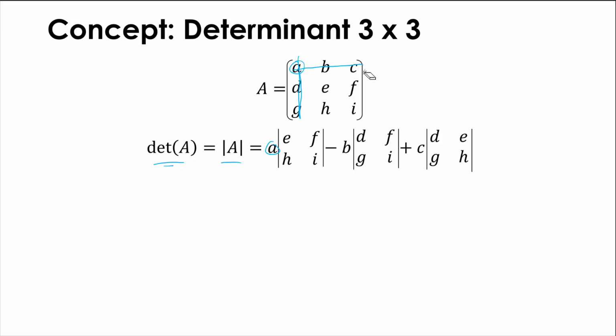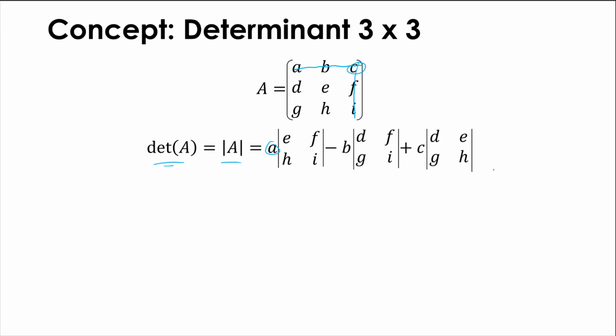Now I'm subtracting B. When I look at B, I'm going to cross out the row and the column that B's in. And what's left over is D F G I, this little 2 by 2 matrix here. And when I take a look at C, again crossing out the column and the row of C, what's left is D E G H. Now what each of these is, that we saw last slide, is the determinant of a 2 by 2 matrix. So I have A times the determinant of this 2 by 2 matrix, B times the determinant of this 2 by 2 matrix, and C times the determinant of this 2 by 2 matrix.